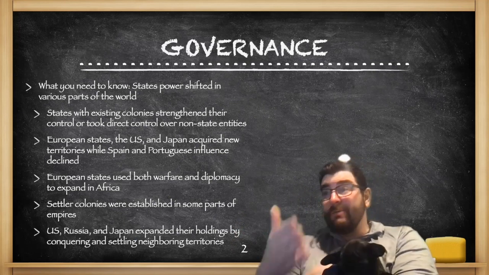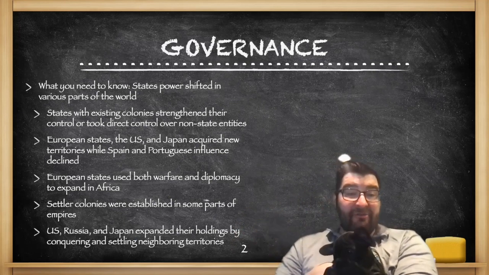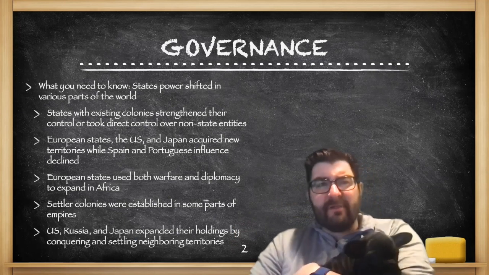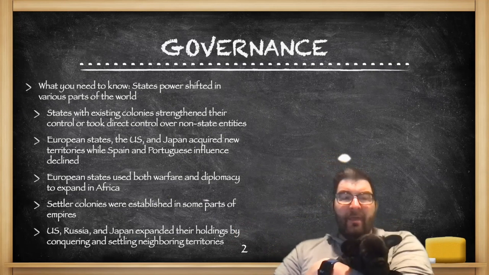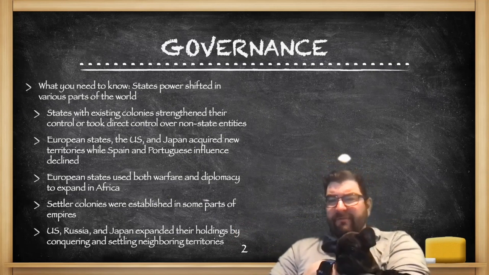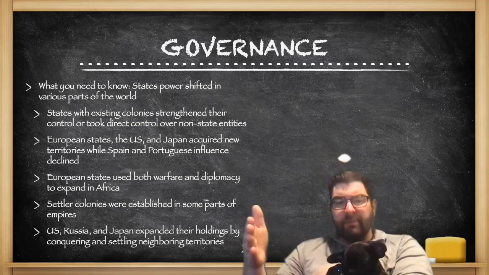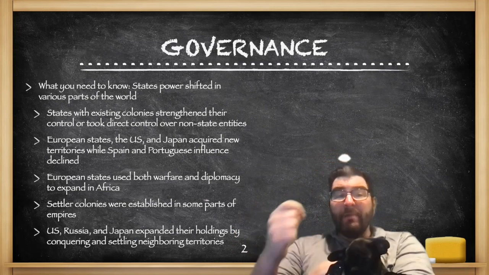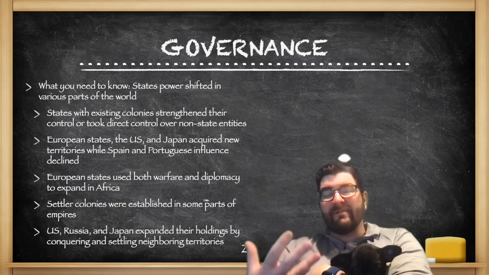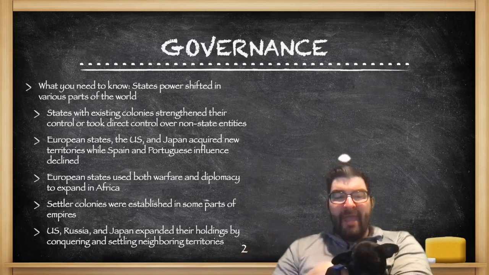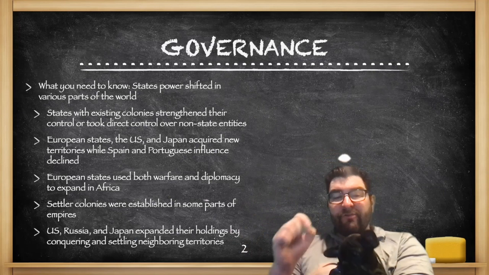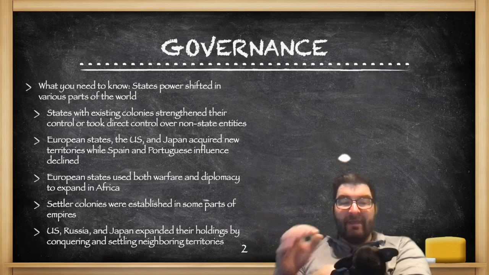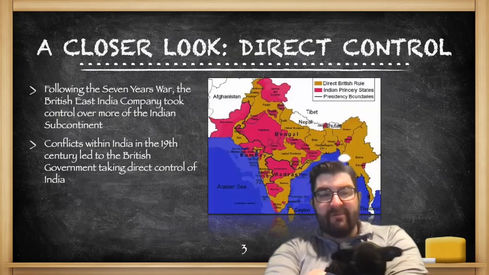European states, the United States, Japan, and Asia will all acquire new territories, while Spain and Portugal's influence in the world will decline. European states are going to use different tactics from warfare to diplomacy to expand in the continent of Africa. In some places, European states will form what are called settler colonies. Finally, the United States, Russia, and Japan are going to expand their holdings by conquering and settling in neighboring territories.